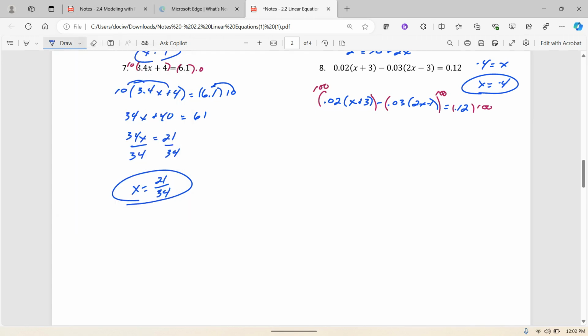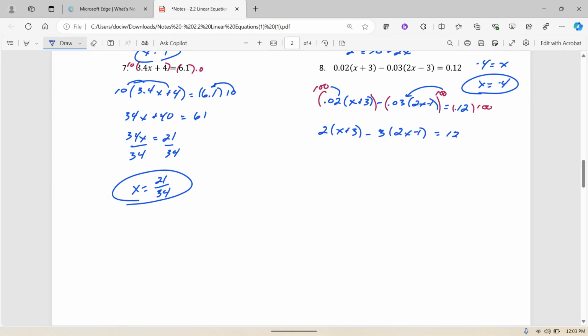Again, if you have a calculator, you don't mind using the decimals, nothing wrong with that. But I'm going to multiply to get rid of the decimals first. 100 times 0.02 is 2. We've got minus 100 times 0.03 is 3. And then 0.12 times 12.